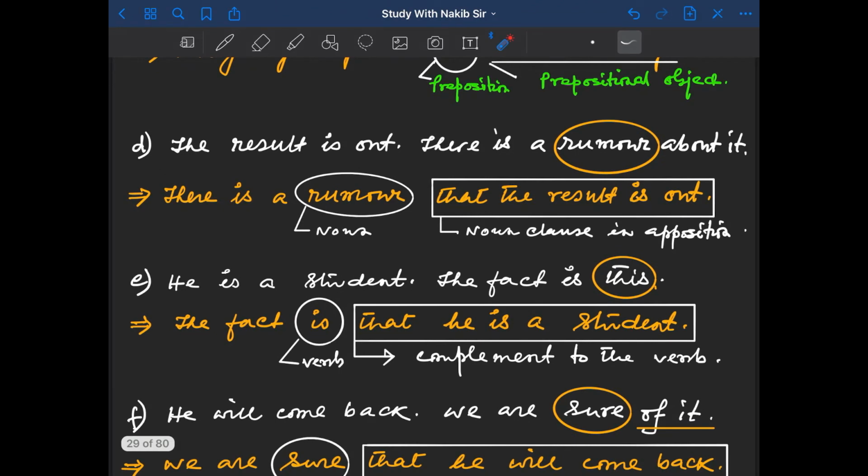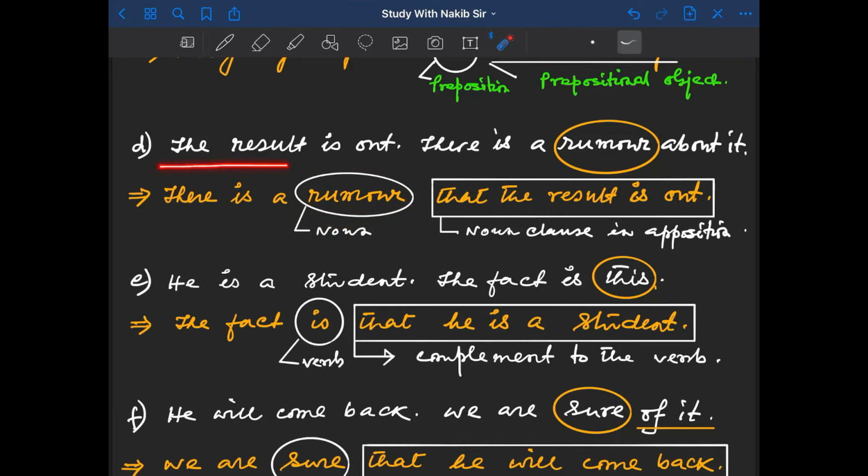The result is out. There is a rumor about it. Rumor is a noun. What is the rumor about? About it. What is it? About this. The result is out. So write this. There is a rumor. Okay, this is a noun. What is a rumor? This is a question.